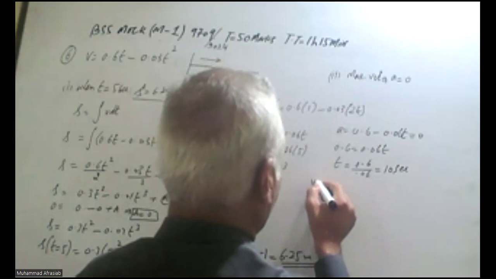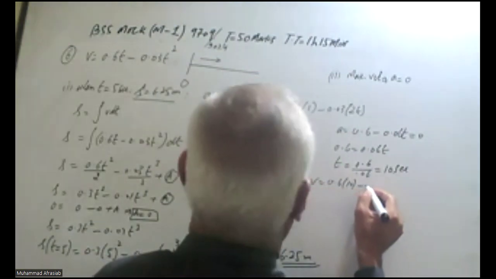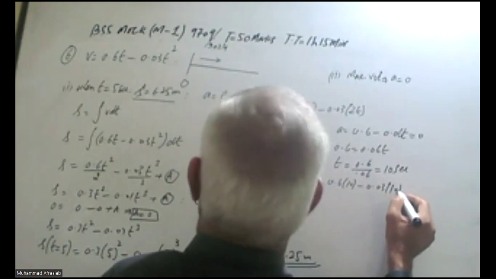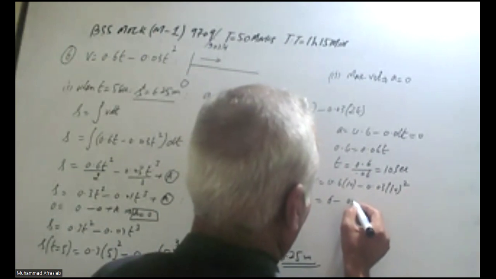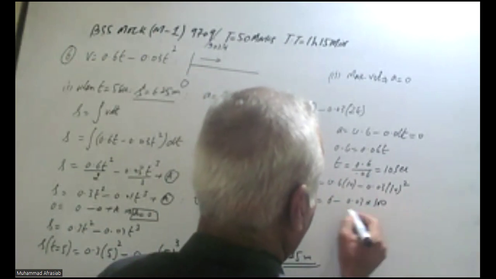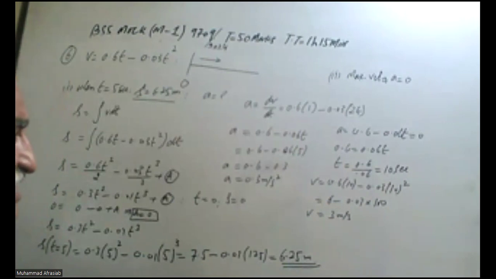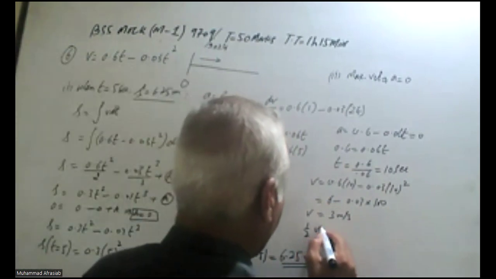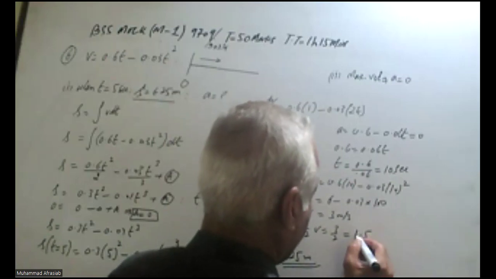Now the velocity at 10 seconds will be equal to 0.6 × 10 - 0.03 × 10². That is 6 - 0.03 × 100, which is equal to 3 meters per second. This is the maximum velocity. But they said half of that velocity. So half of v is 3 divided by 2, which is 1.5.